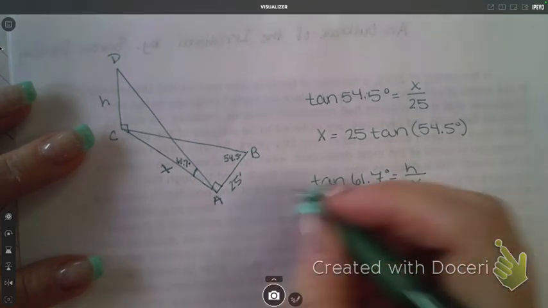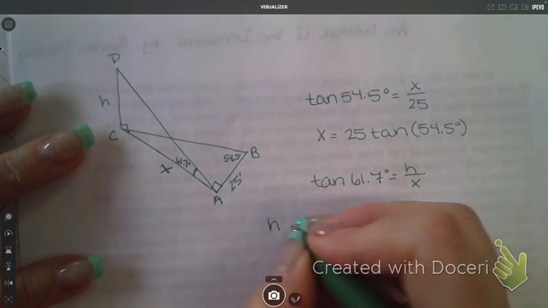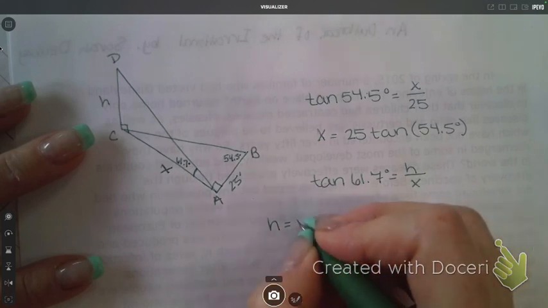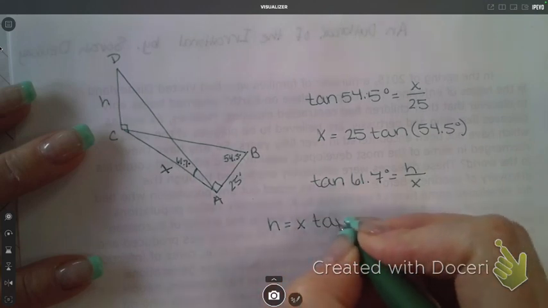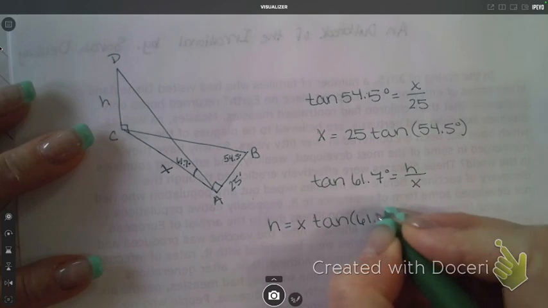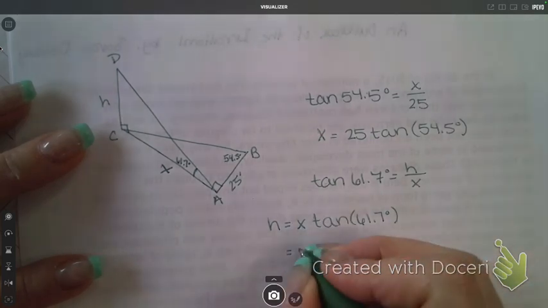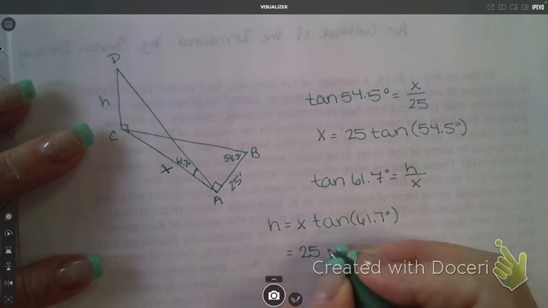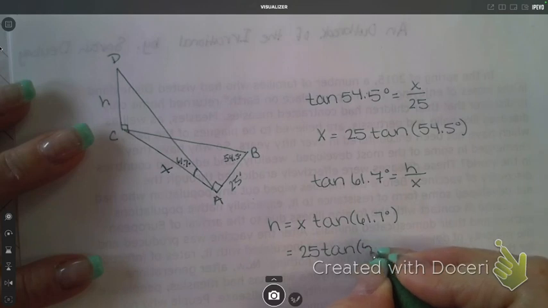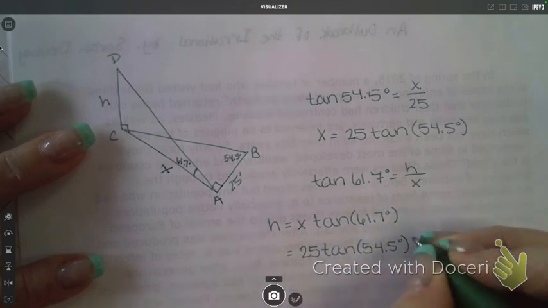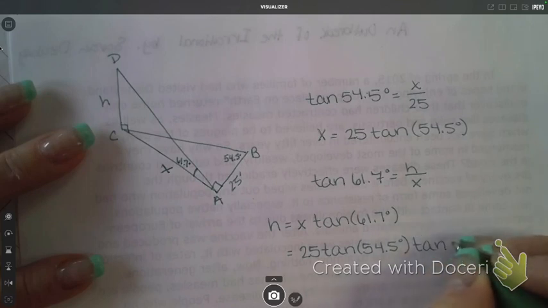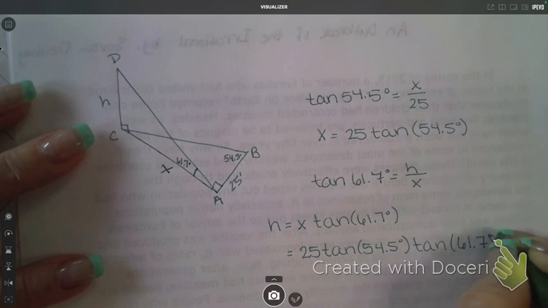So multiply by X, right? So H equals X tangent of 61.7 degrees, but what is X? Yep, 25 tangent of 54.5 times tangent of 61.7.